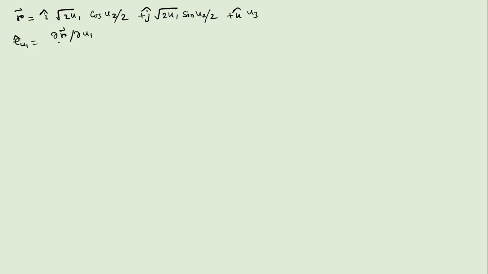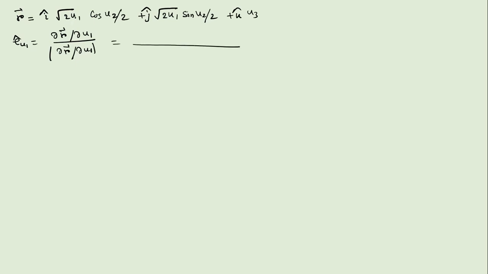So the position vector r is i cap root under 2 u1 cos of u2 by 2, plus j cap root 2 u1 sin of u2 by 2, plus k cap u3, right? So the unit vector along u1 is nothing but del r vector by del u1 divided by the mod of del r vector by del u1, right?